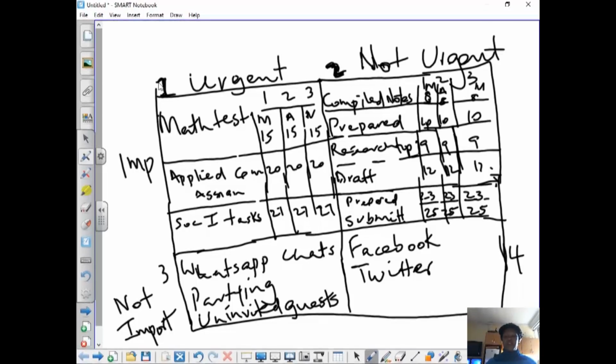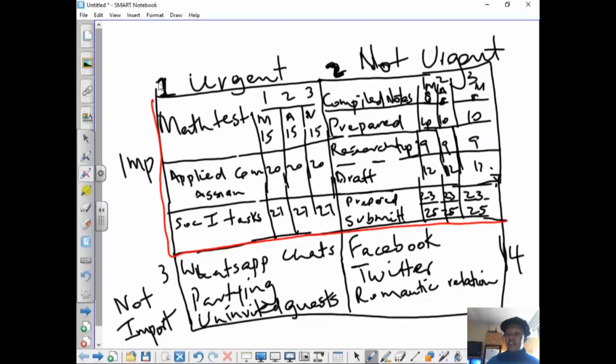Maybe even you think of having a romantic relationship. It's not urgent. You put them there. You see, the most important thing here, if you're looking at these quadrants as an engineering thing, is the ability to show to your potential employers that you do have a high level of time management. This is about time management skill.